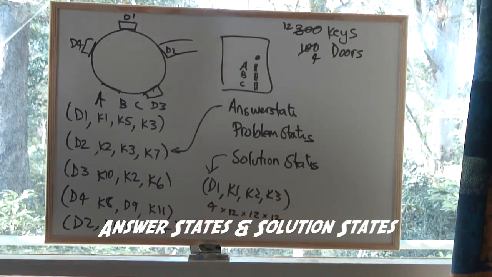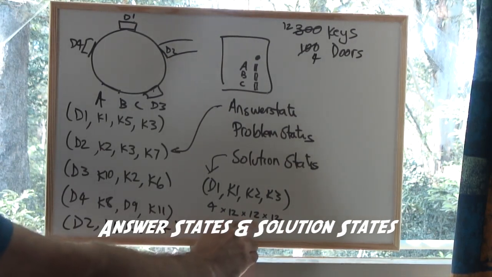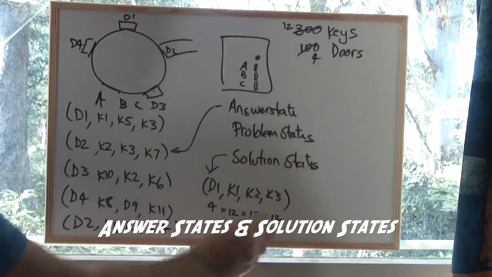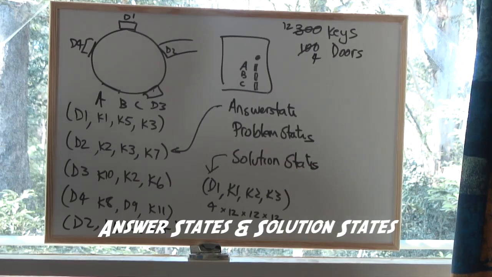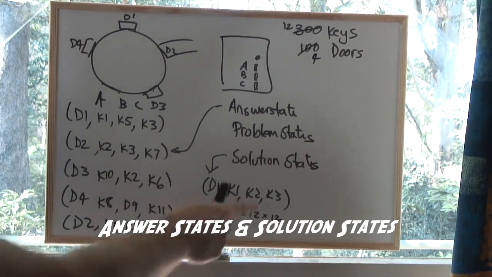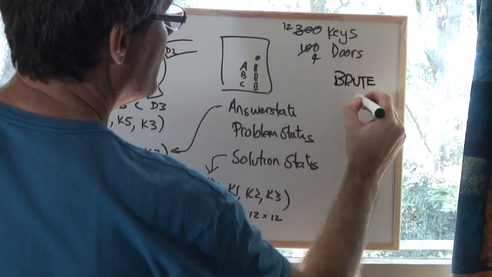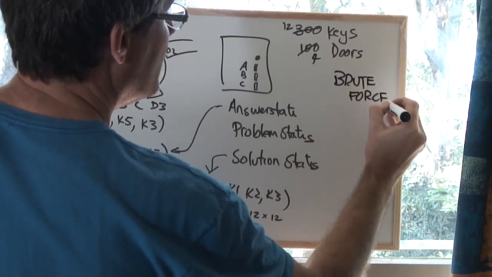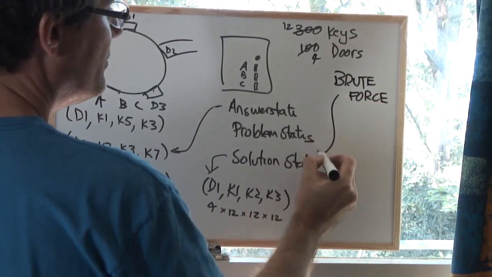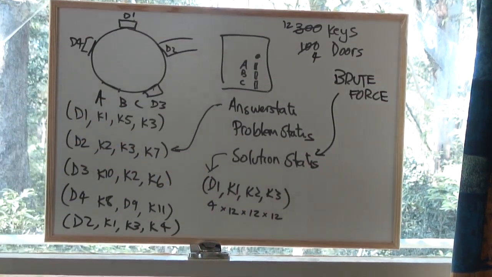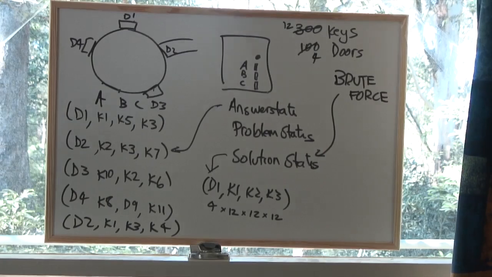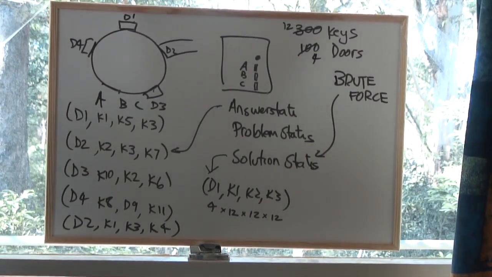Let's see what that is. 12 times 12 is 144, so roughly 150 times 10 is 1,500, say. Times 4 is about 6,000. So there's something like 6,000 possible solution states. And if we were going to brute force the problem, when we brute force, we simply enumerate over all the solution states. So a brute force would take us, in the worst case, 6,000 attempts.